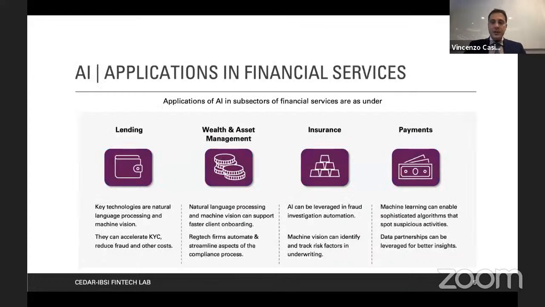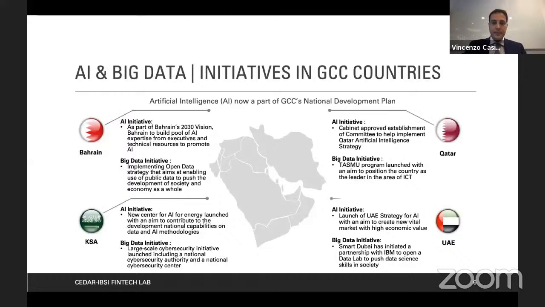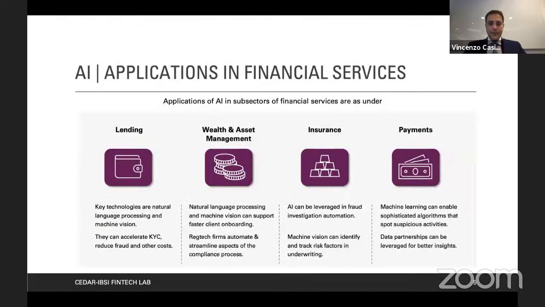So moving to the applications of AI in subsectors of financial services. Definitely there is a massive application in lending. Why? First of all, because it allows to reduce the cost of processing loan applications and improve the speed of loan deployment.